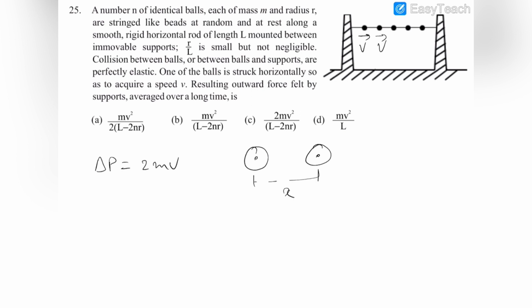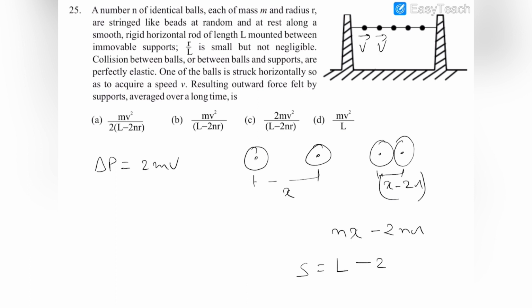So when these balls would collide, the distance between the centers of the balls would be x minus 2r. So ball 1 has moved by a distance of x minus 2r before collision. For n balls, the total distance moved is nx minus 2nr, and we know that this nx is L, which is the total length of the thread. So the total distance moved is L minus 2nr.